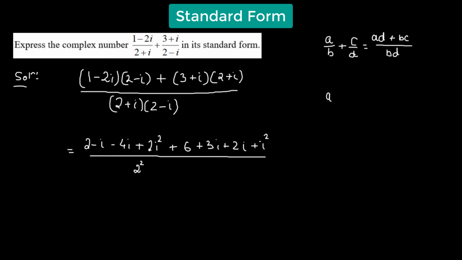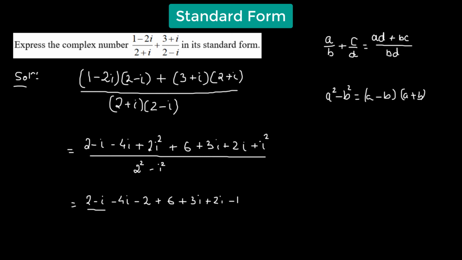we apply the formula a squared minus b squared is equal to (a − b) times (a + b). So that gives us 2 squared minus i squared. Which gives us 2 − i − 4i, plus 2i squared, which will be −2, since we're replacing i squared by −1, plus 6 plus 3i plus 2i plus i squared, which is −1, divided by 2 squared, which is 4, and −i squared will be positive 1.